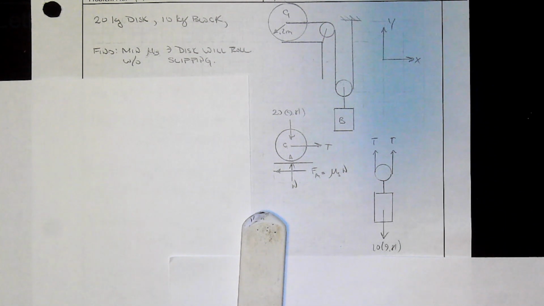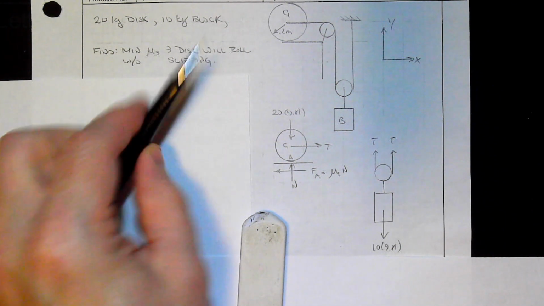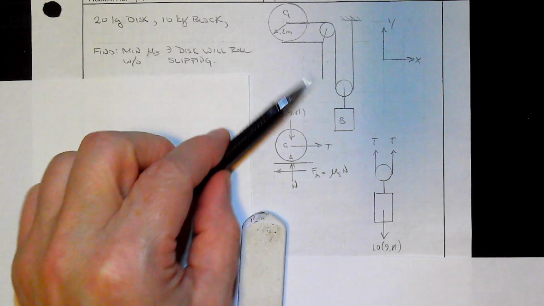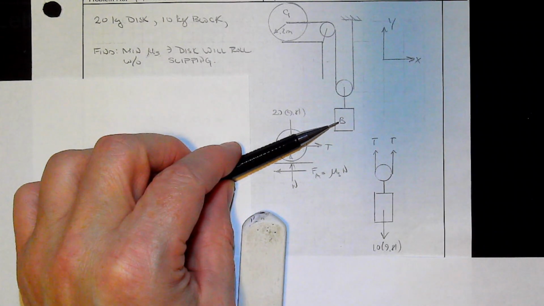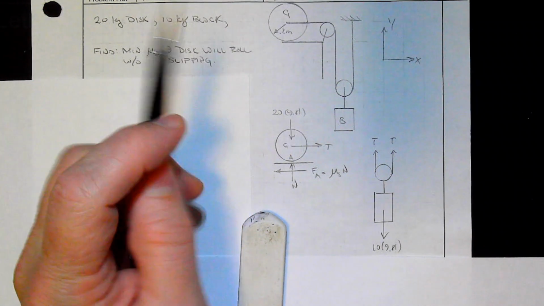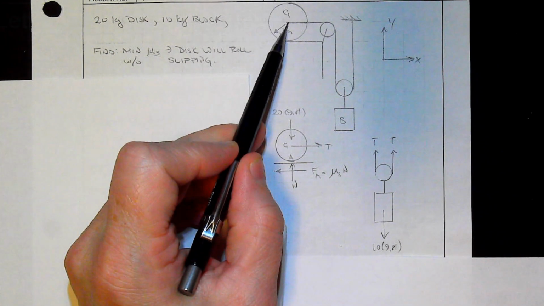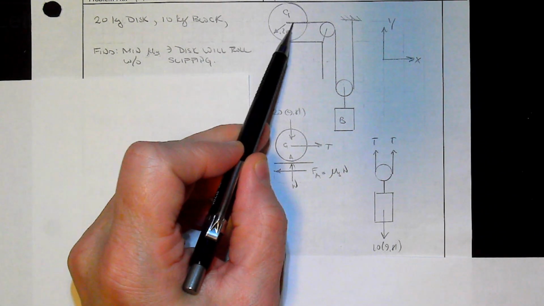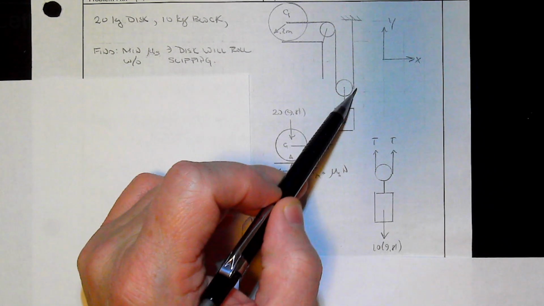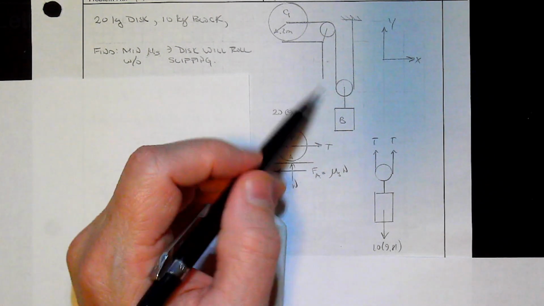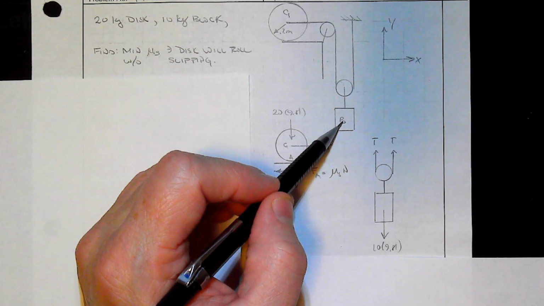So here's our next problem. What I have is a 20 kilogram disc and a 10 kilogram block. And so we can see there's a rope tied to the disc over the pulley, then around this pulley, and it's attached up to the ceiling. And that's supporting this block.